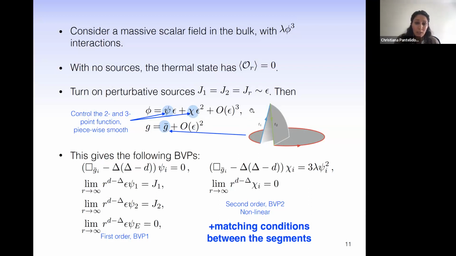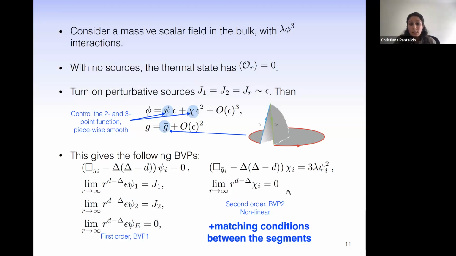Now we plug this ansatz into the equations of motion for the scalar field, and that equation reduces to 2 boundary value problems. So at order epsilon, we have to solve this equation for psi 1, psi 2, and psi e, subject to boundary conditions. These boundary conditions are essentially that the scalar field psi 1 should have source J1, psi 2 has source J2, and the Euclidean scalar field psi has no source. So this is the first boundary value problem that we want to solve.